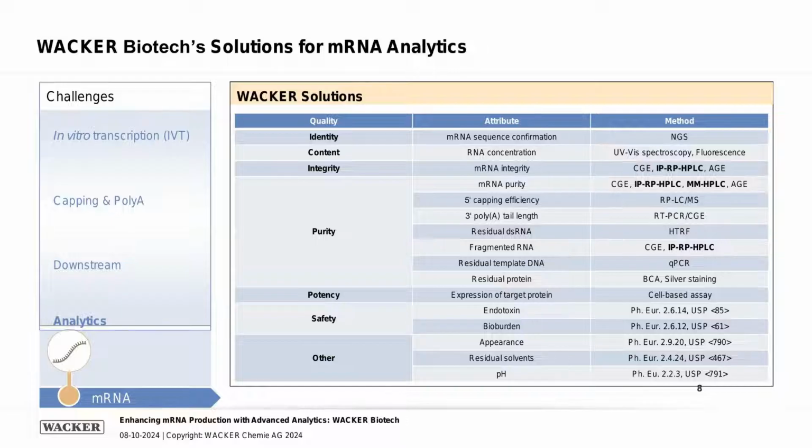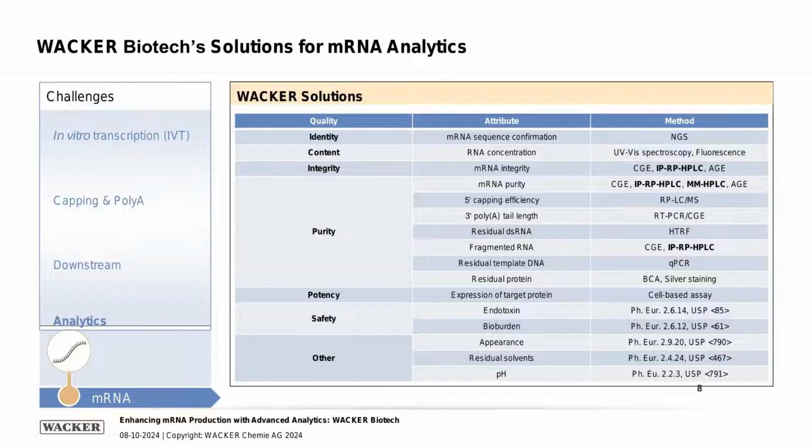5' capping efficiency is analyzed by an RPLC-MS method, the 3' poly A tail length by RT-PCR-based method in combination with capillary gel electrophoresis, and residual double-stranded RNA is analyzed in an HTRF assay that is similar to an ELISA assay, but it's based on FRET. And fragmented RNA, I will later show some data where we also now use this ion-pair reverse phase chromatography using PATfix. Residual template DNA is analyzed by qPCR and residual protein by BCA and silver staining.